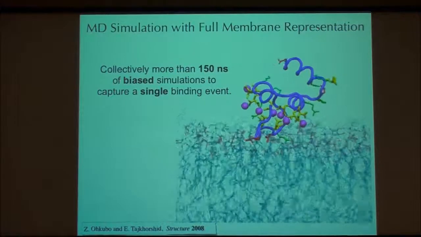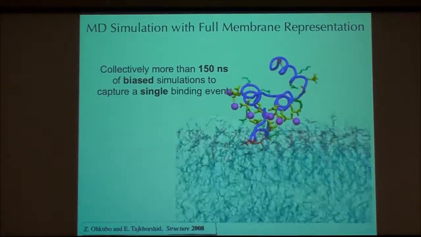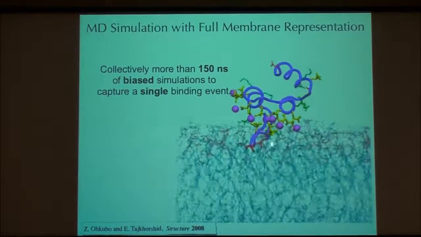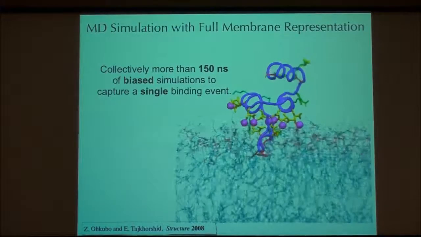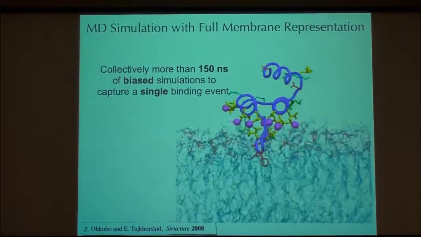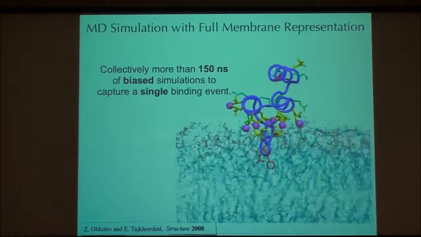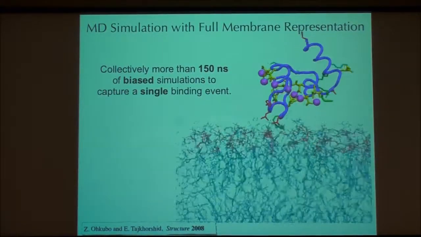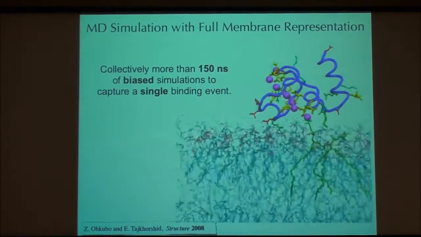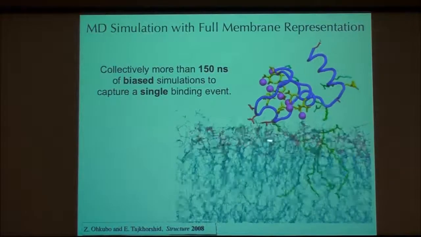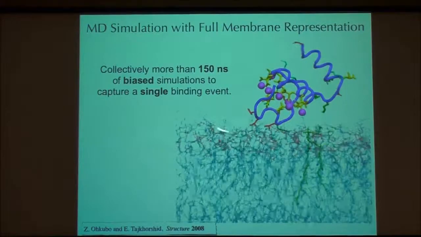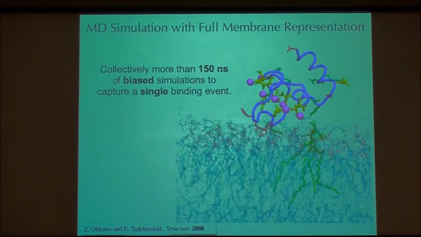Sometimes it was successful, sometimes it was not. But we managed to have one single nice simulation in which we described the insertion of this protein into the membrane, again using biased simulation. Very nice model, we published it, but we never managed to collect enough statistics on this process and to find a specific binding site for that particular lipid. So it was a problem.